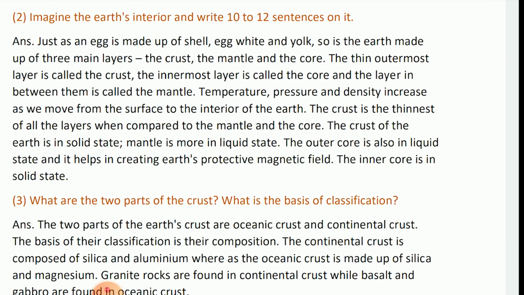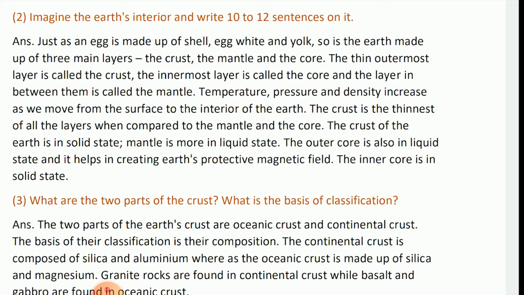Imagine the Earth's interior and write 10 to 12 sentences on it. Just as an egg is made up of shell, egg white and yolk, the Earth is made up of three main layers: the crust, mantle, and core. The thin outermost layer is called the crust. The innermost layer is called the core. The layer in between is called the mantle.